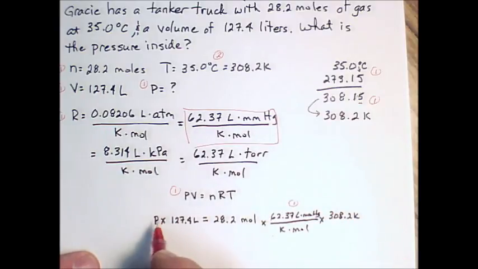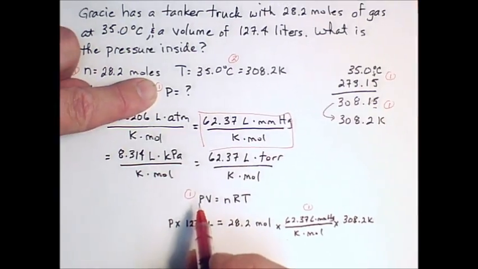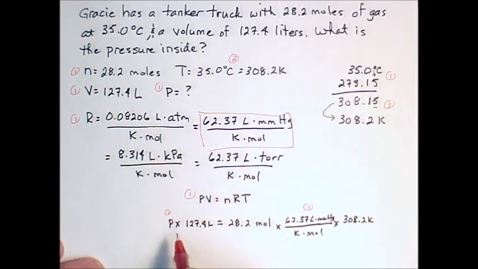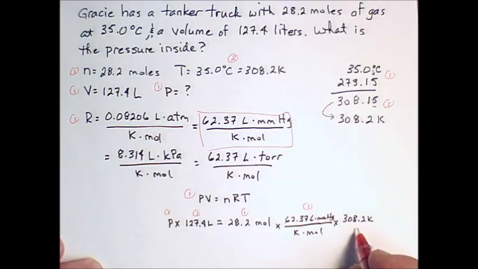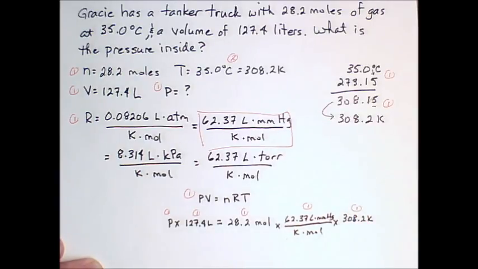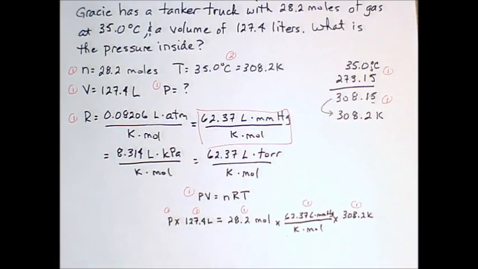It's going to be worth a point for writing P here, keeping P because there's no P in our list of knowns and unknowns. Writing in the value for the volume, that's worth a point. Writing in the value for N here, moles, that's worth a point. Writing in the value for the temperature, that's worth a point. Okay, so now we're at that point where we can go through our list of steps for solving.